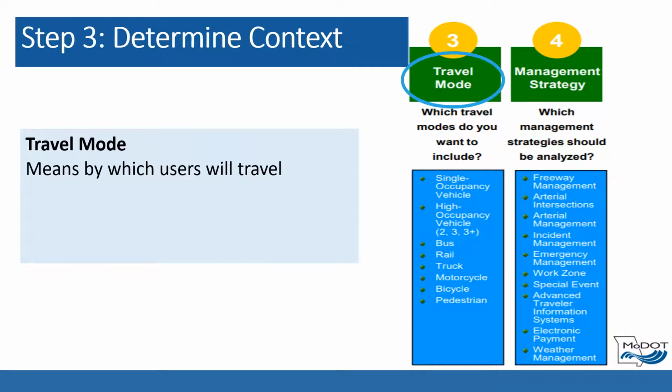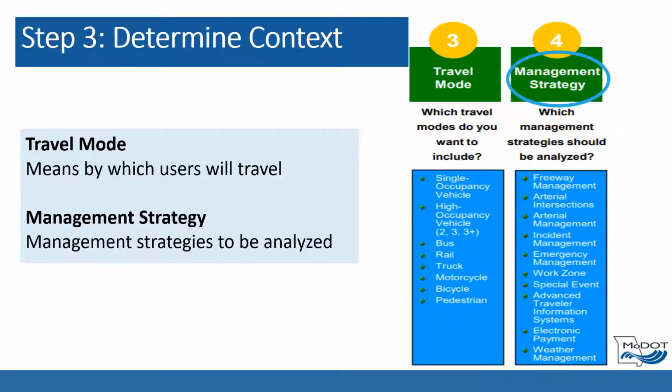The travel mode is the means by which users will be traveling on the facility. This analysis requires data collection and accurate estimates to determine the proportional breakdown of all vehicle, transit, bicycle, and pedestrian usage. Management strategy refers to the transportation management strategies that should be analyzed. There are many you should consider, but they should include freeway management, arterial intersections, arterial management, and others listed here.